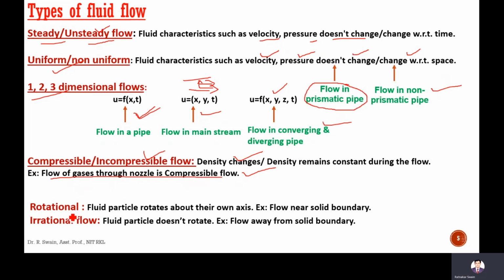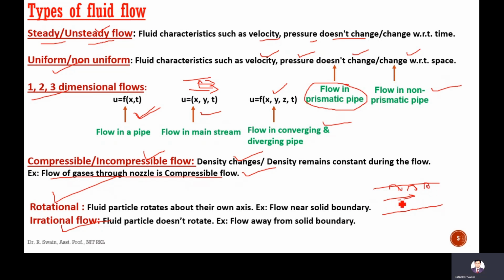That is one example. Now rotational and irrotational flow. Rotational means which rotates; irrotational means which does not rotate. In rotational flow, fluid particles rotate about their own axis, for example flow near a solid boundary. Here this is the pipe. If flow is occurring, then near the boundary there will be rotation.